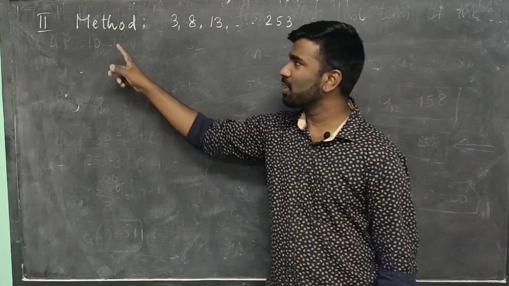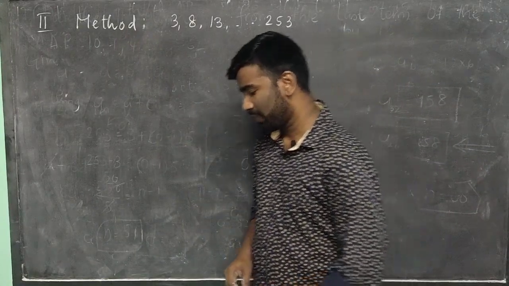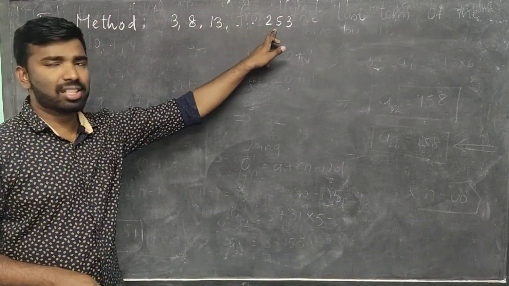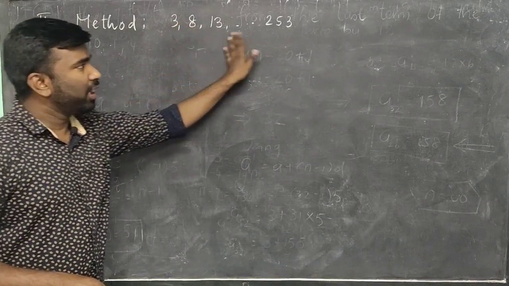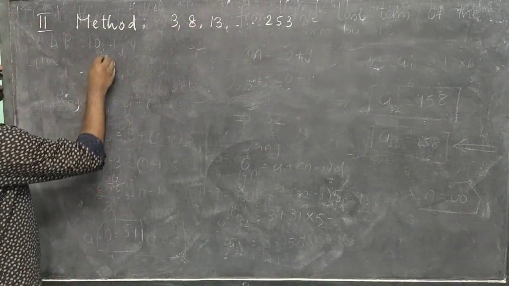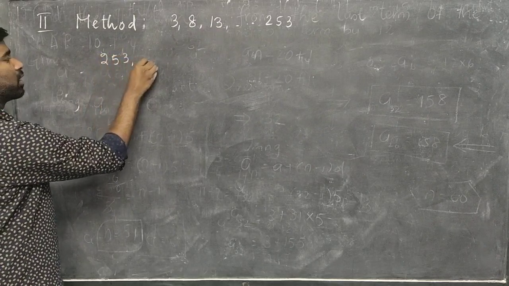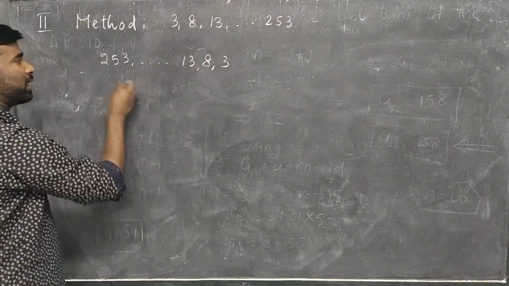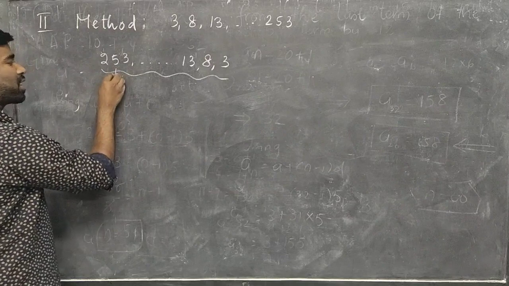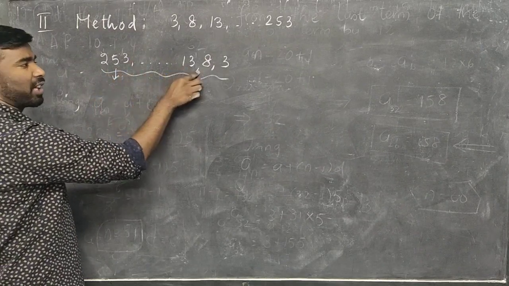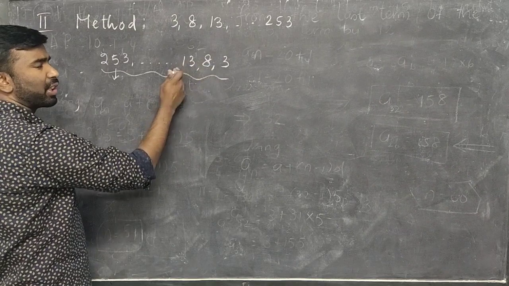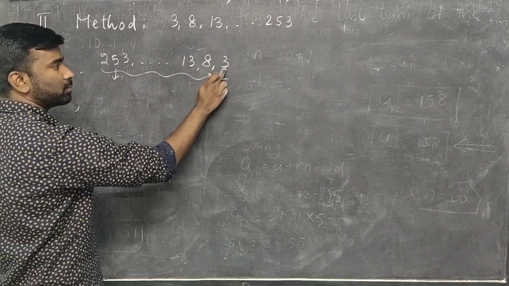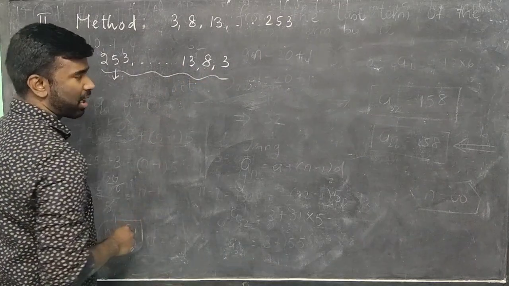Students, now we learn the second method for the previous question. Now the given AP is 3, 8, 13 and the last term is 253. Now write this AP in reverse order, that is 253, then down to 13, 8, 3. The given AP in reverse order. Now the first term is 253. Then we should find out the common difference of any two consecutive numbers, 3 minus 8 or 8 minus 13. Then 3 represents the last term.